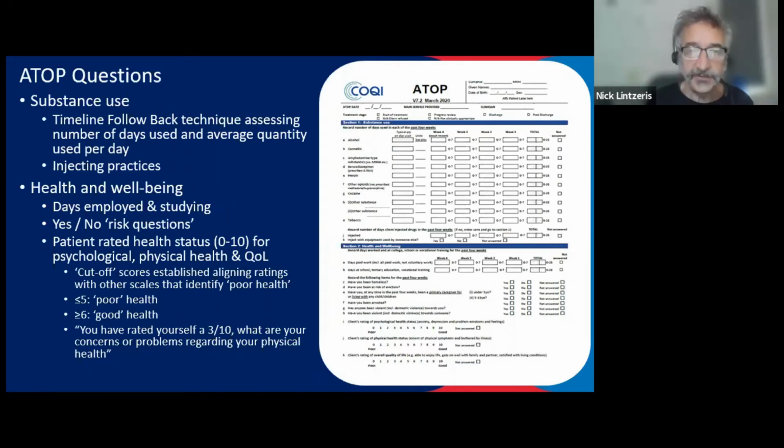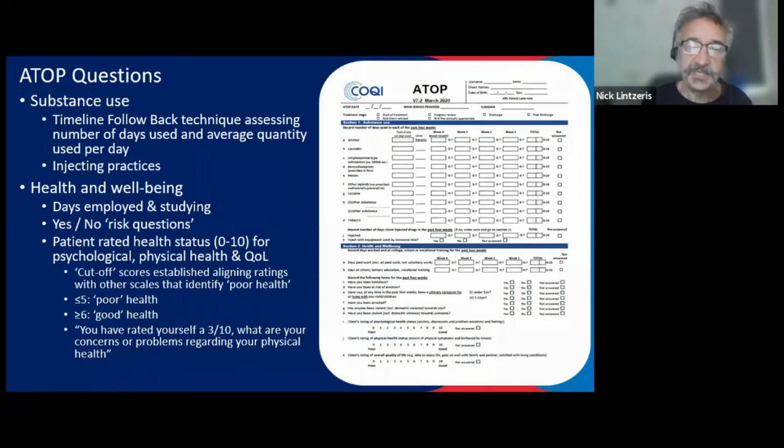Now, we've done a lot of work to look at how the ATOP scores on these domains compare to some commonly used other scales. So, for example, many of you will be aware that something like the K10 has some cutoffs, at which point, if you score below a certain amount, then that suggests that you've got some concerns around your psychological wellbeing. And we've done similar kinds of work to look at comparing ATOP scores to those other gold standard scales for each of those 3 domains.